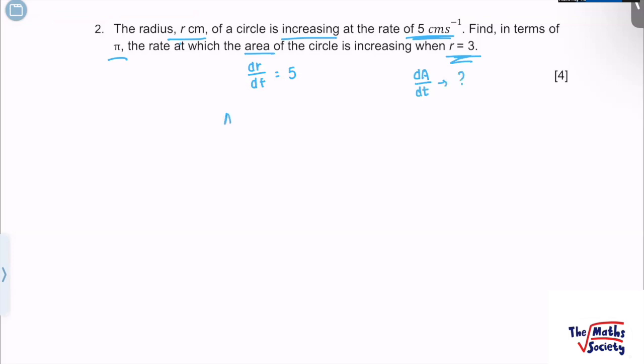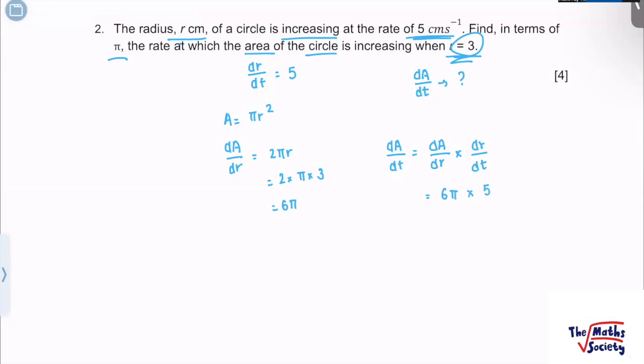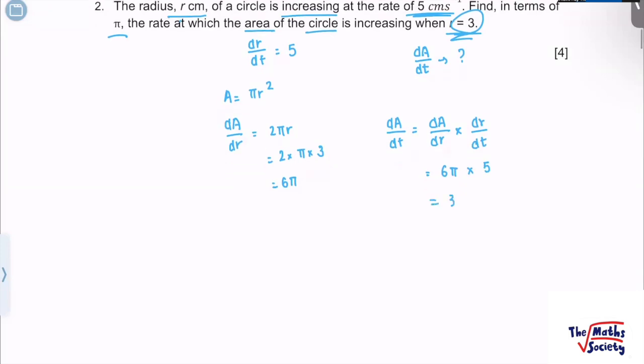So if you want to know this, A is the area of a circle, so it's going to be pi r squared. It means dA by dr is going to equal 2 pi r. With a radius of 3, that's 2 pi times 3, so you'll get 6 pi. Then we want dA by dt, which equals dA by dr multiplied by dr by dt. So dA by dr is 6 pi and dr by dt is 5, so that's equal to 30 pi, in terms of pi.